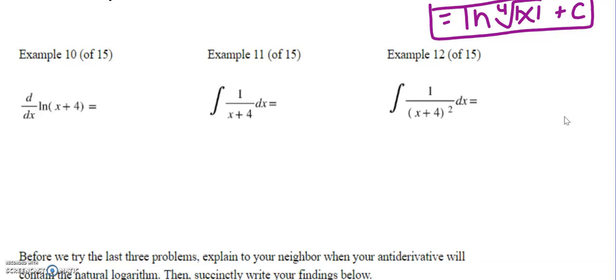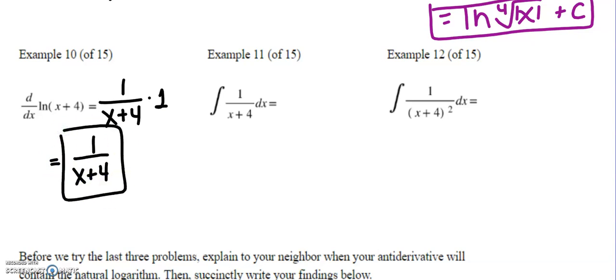All right, example 10 of 15. We're getting there. Take the derivative of the natural log of x plus 4. Well, that's going to be 1 over the argument times the derivative of the argument, which is really just 1 over x plus 4.